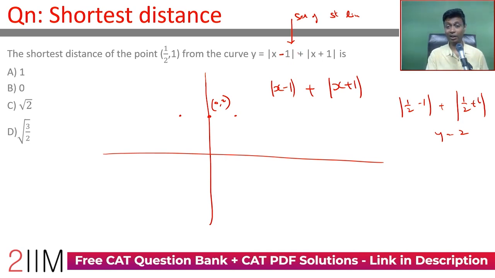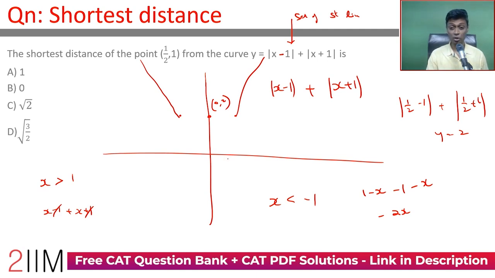And so I'm going to break this into 3 segments. When x is greater than 1, this will be x minus 1 plus x plus 1. We're talking about 2x. When x is less than minus 1, this will be 1 minus x minus 1 minus x. It will be minus 2x. And so this will be a line like this here and a line like this here. Between minus 1 and 1, it will be 1 minus x plus x plus 1. It will be 2.